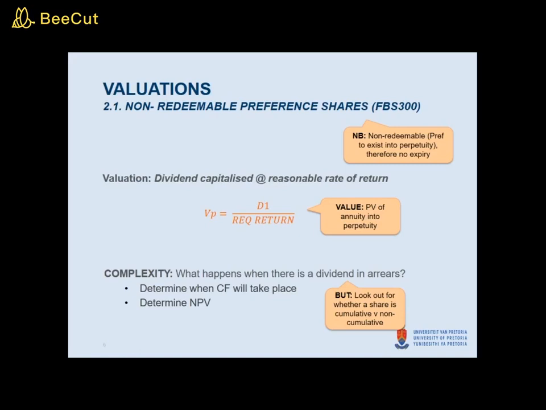The value of that instrument is determined by the future dividends divided by the required rate of return for that particular instrument. So in other words, what's the market rate? If we've got the market rate, we know what dividend that instrument pays, we can determine the value in today's term. The complexity comes in when there's a dividend in arrears.